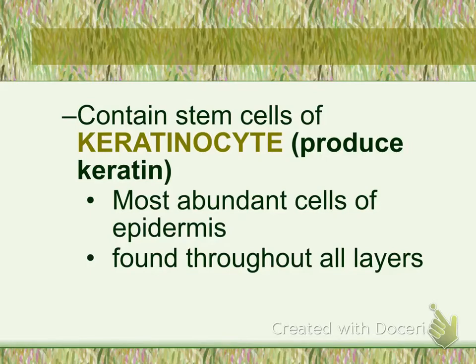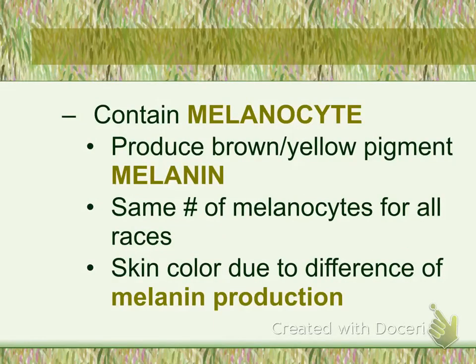Remember, keratin, from the previous unit, is a type of protein that makes the epidermal layers stronger, prevents water loss, and gives extra protection to the skin. It is the most abundant type of cell found in the epidermis, and it is found throughout all 5 layers of the epidermis. They also contain melanocytes.